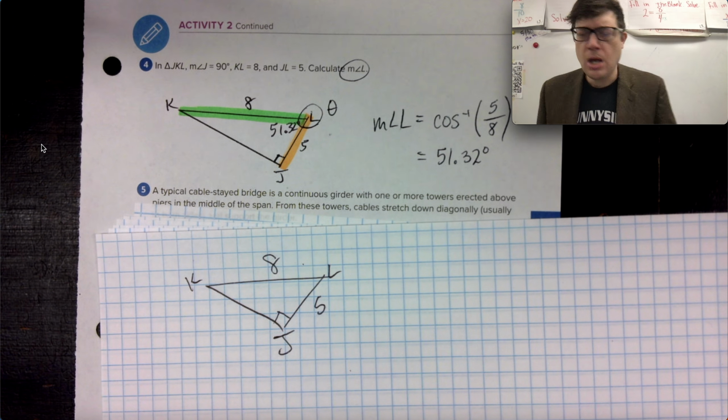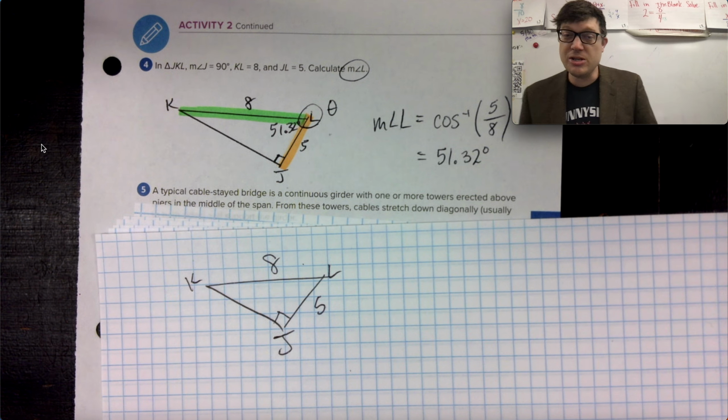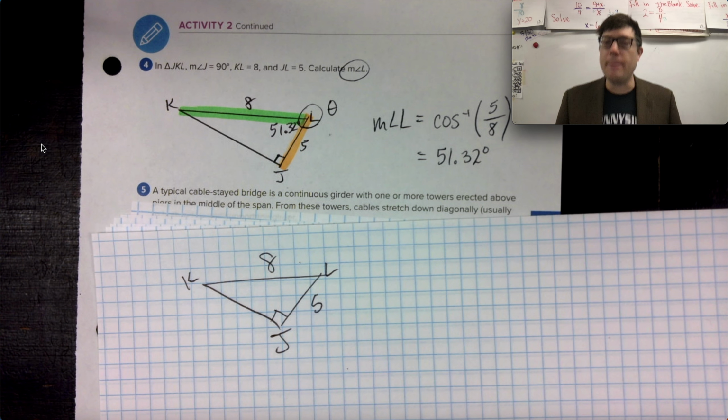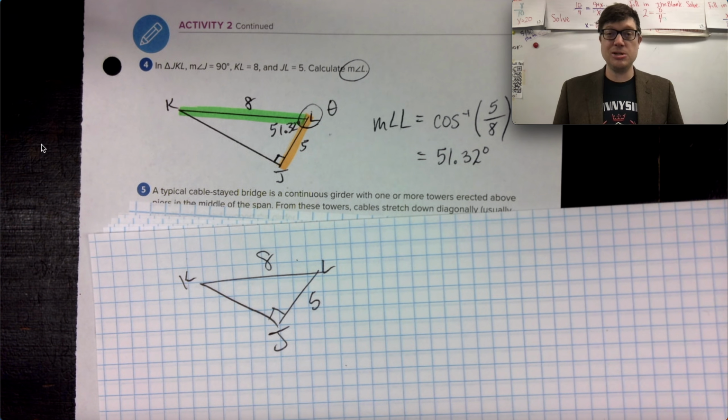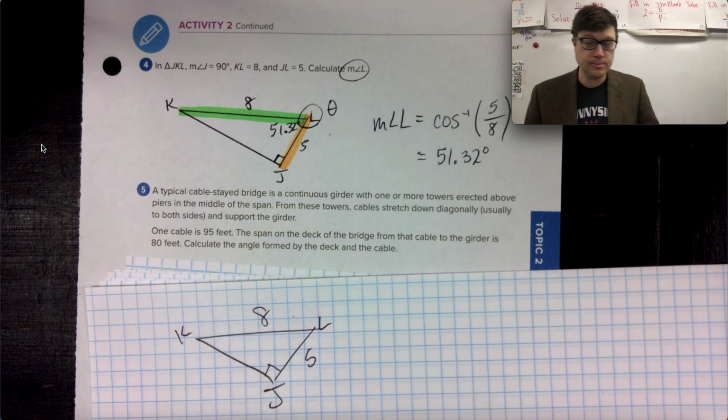Cosine inverse. Why don't you try question 5, and I'll show you what I did for question 5, and this video will be done, and it'll be short, and you'll be able to say you've learned about how inverse cosine tells you the angle measure. Okay, try number 5, the cable bridge problem.